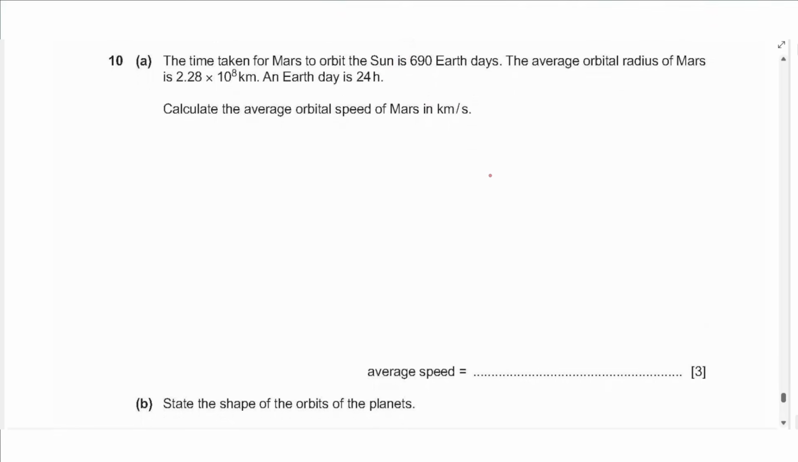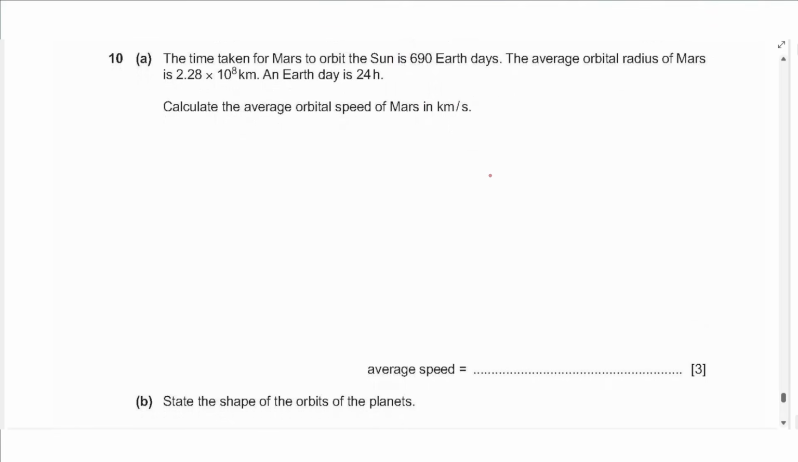The last question in this exam was question 10. Question 10a says the time taken for Mars to orbit the Sun is 690 Earth days. The average orbit radius of Mars is 2.28 times 10 to the power of 8 kilometers. An Earth day is 24 hours, and we are required to calculate the orbital speed of Mars in kilometers per second. So we need to convert the days into seconds.